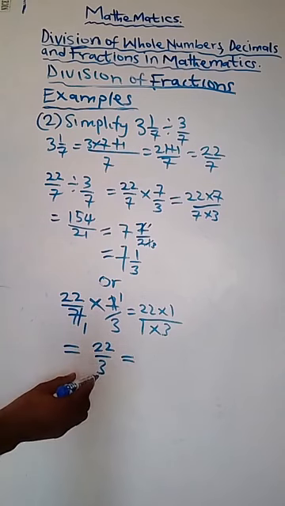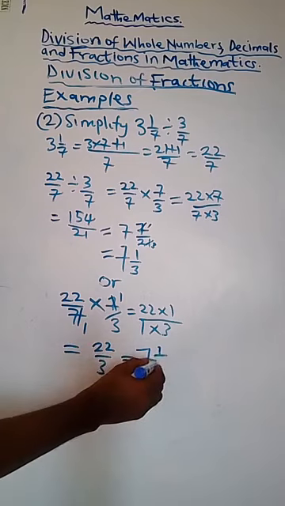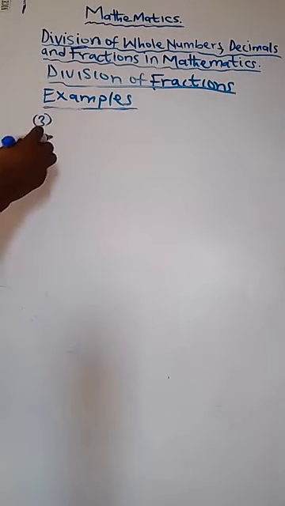So how many 3s can we see in 22? 7. What do you have left? 1 over 3. Let's look at another example to understand the concept well.